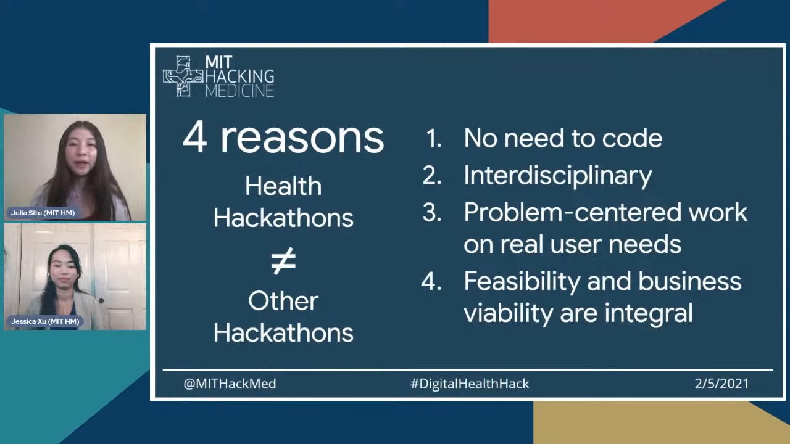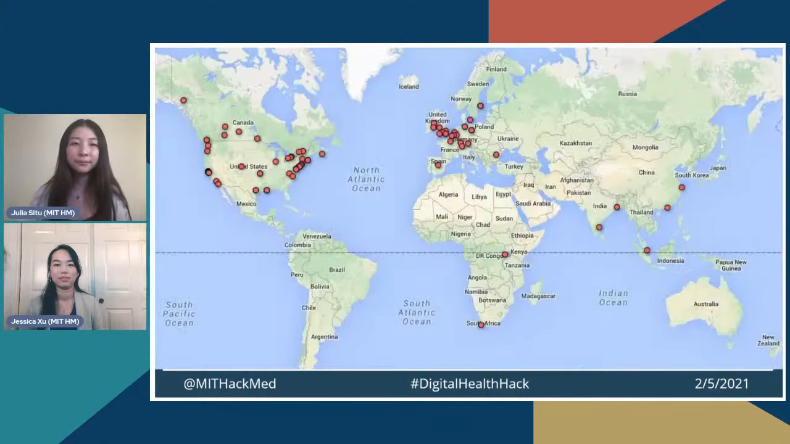What we really care about is for people to have a problem-centered work that focuses on real user needs, that tackles real pain points, and that solves real problems. Finally, we also really focus on the feasibility and business viability of your solution. We want to make sure that you have the tools and the ability to move forward with and scale your ideas to make them a reality.